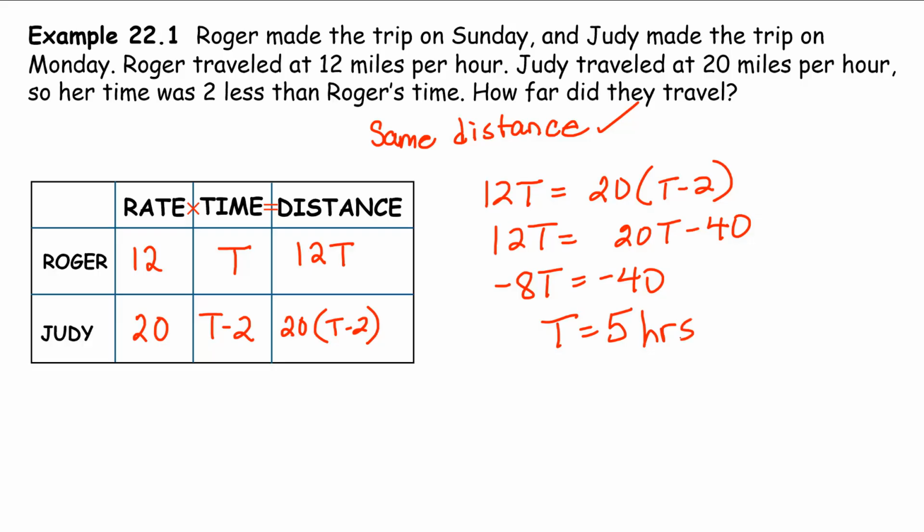All right, what is the question? The question is, how far did they travel? So t equals 5 hours is not the answer, because the answer has to be a distance. How far is this trip they're taking? All we need to do is take that t and go back and figure out the distance. So 12t would be Roger's distance, so that's going to be 12 times 5, and that is going to be 60 miles. That's how far they traveled, 60 miles.